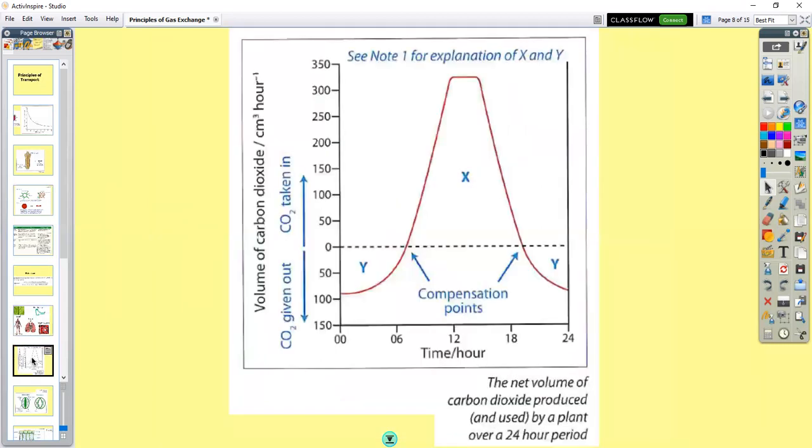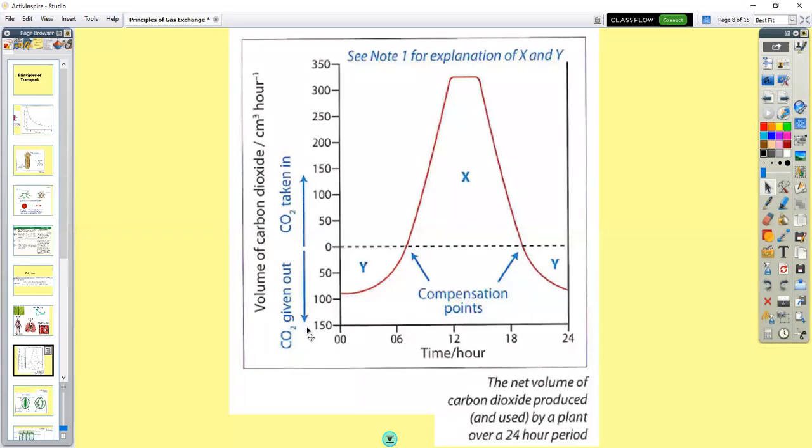If we then think about gas exchange in plants, you have two processes going on within plants: respiration going on 24 hours a day, and then photosynthesis going on when there is enough light, so generally during the daytime. Here you can see this graph refers to compensation points that we would have talked about at GCSE, but you can see that below the zero line, below the dotted line, is where carbon dioxide is given out.